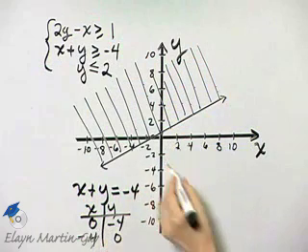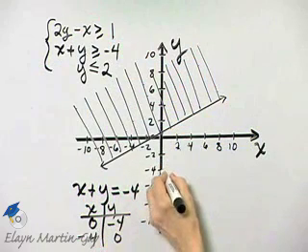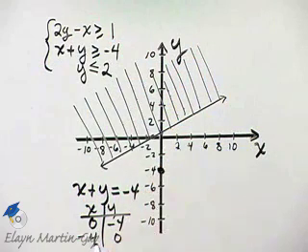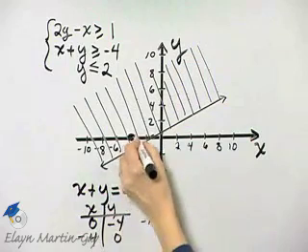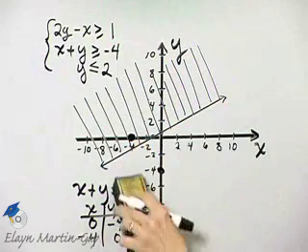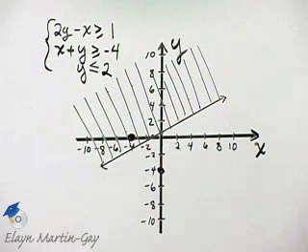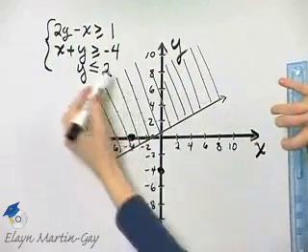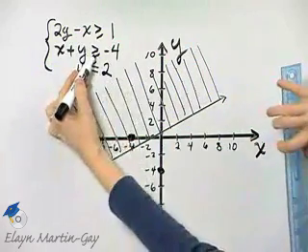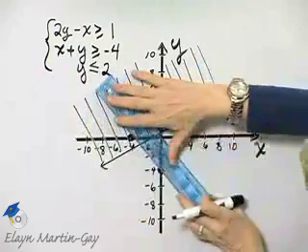I have 0, negative 4. And then I have negative 4, 0. And if you're working alone, go ahead and find a third point as a checkpoint. But I'll go ahead and draw my boundary line. I will draw it solid because of the greater than or equal to.